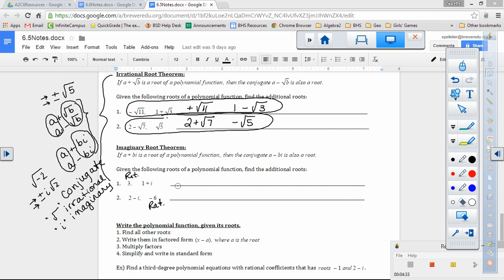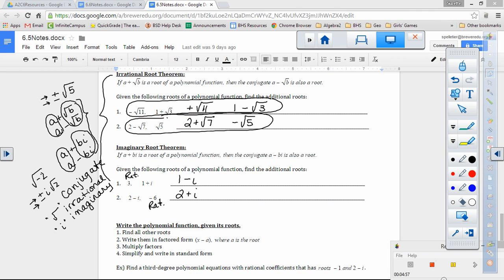So the only additional root I need for number 1 is 1 minus i, and the only additional root I need for number 2 is 2 plus i. Take a moment if you need to, pause the video, write down some notes to yourself about that so that's very clear. We do not want you getting confused. The rational roots do not get included as having conjugates.